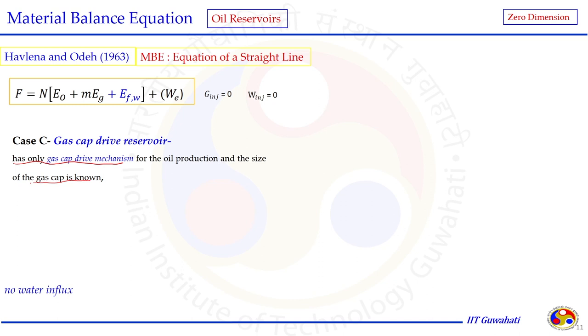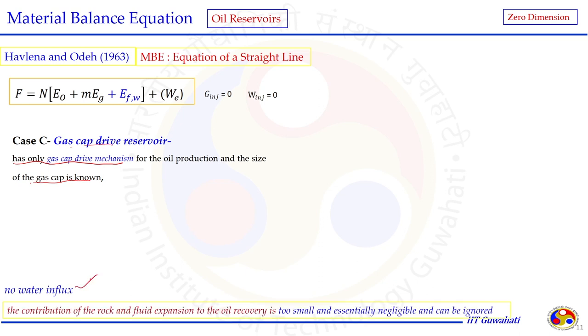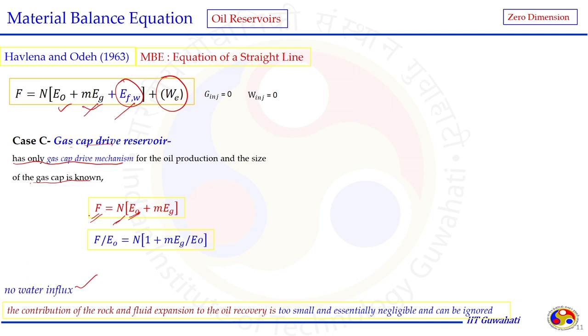So what could be the situation in case 3, when this is a gas cap drive reservoir, no water influx is happening, and again we consider the Efw contribution negligible? In that case, this term will drop out and this term will drop out. We will have the simple expression F is equal to N Eo plus N m Eg. If we divide this expression by Eo on both the left-hand side and the right-hand side, we get F divided by Eo is equal to N times 1 plus m Eg by Eo.